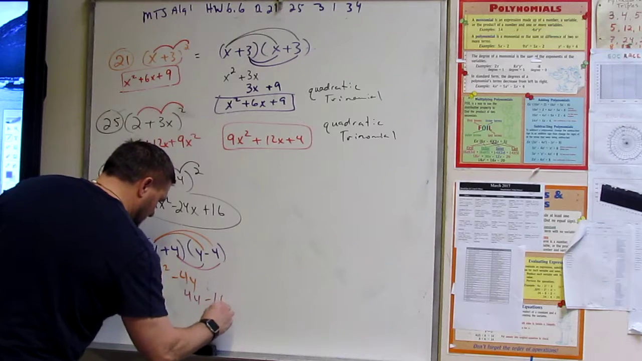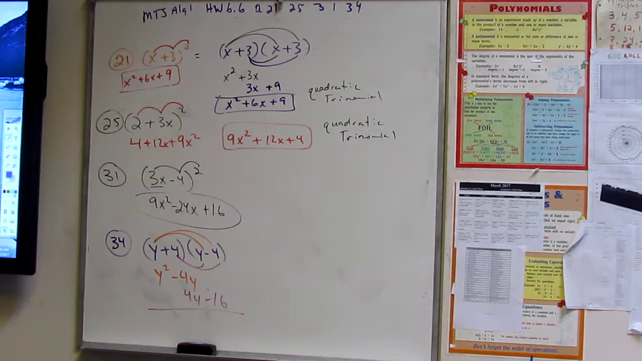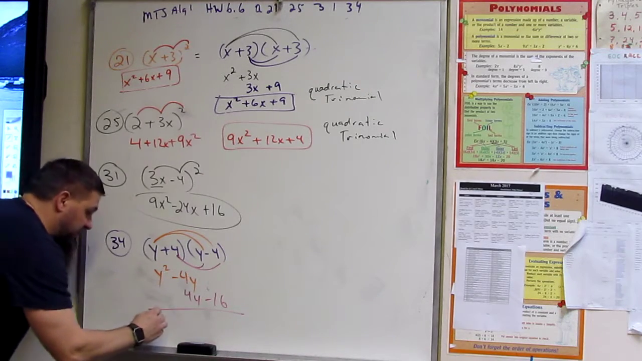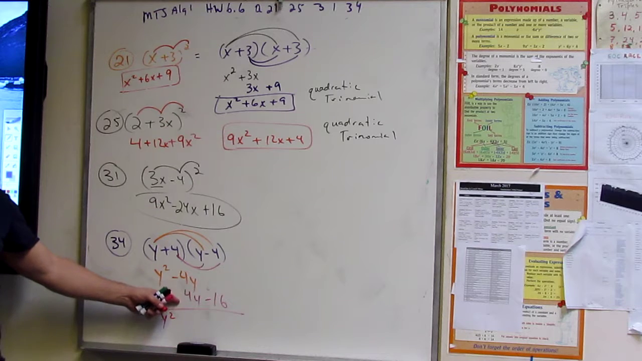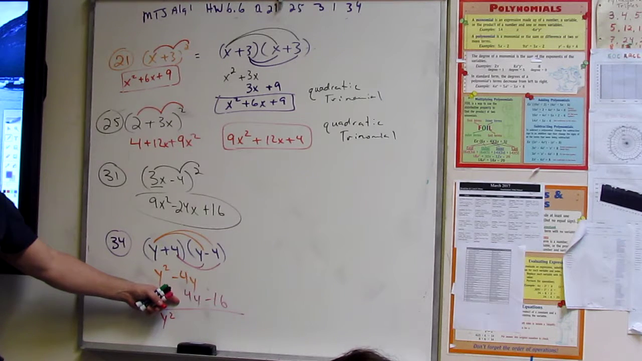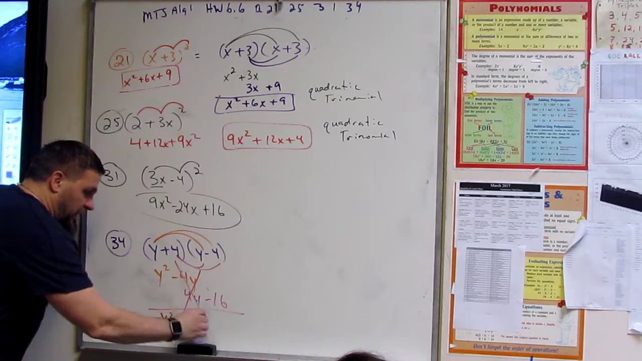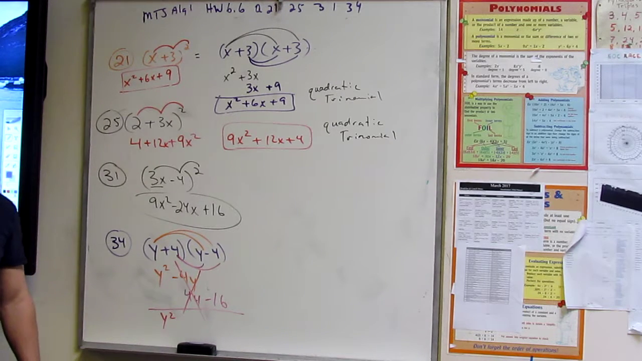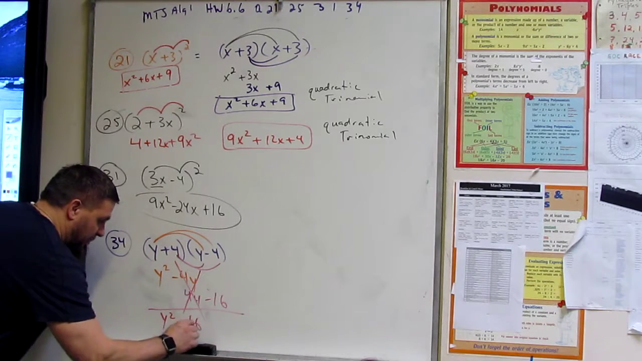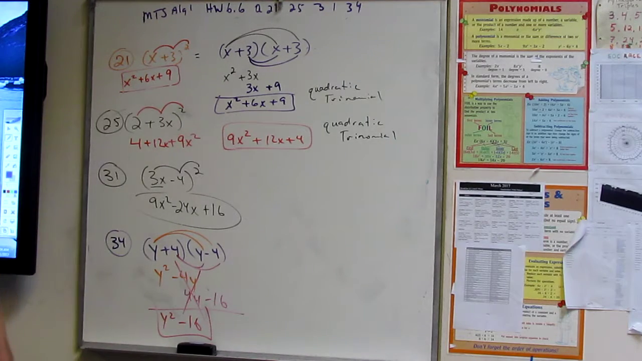Right? Okay, now the y doesn't add anything, so it's y squared. What's negative 4y and positive 4y? Adding, 0. They go away, right? So these go away. Okay. So we have y squared, 0, now minus 16. Okay? Now watch this. We're going to do a couple more. Real quick.